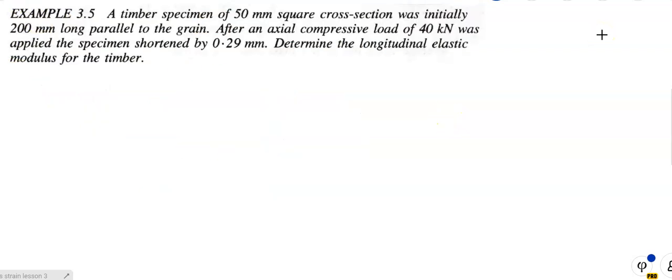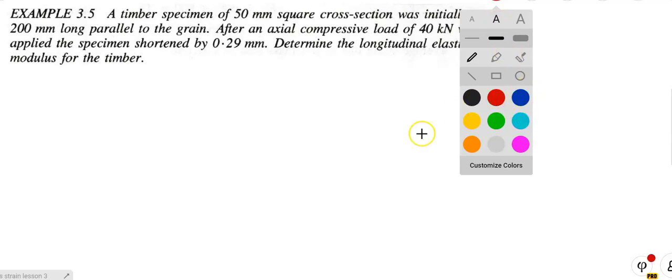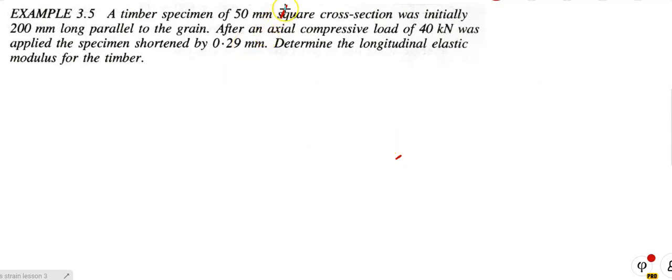Next example, a timber specimen. Normally we call it a specimen when you take a piece of material and subject it to forces in a machine and study it. A timber specimen of 50 millimeter square cross section was initially that length, L, parallel to the grain. After an axial compressive load, we're squeezing it, F is given there.